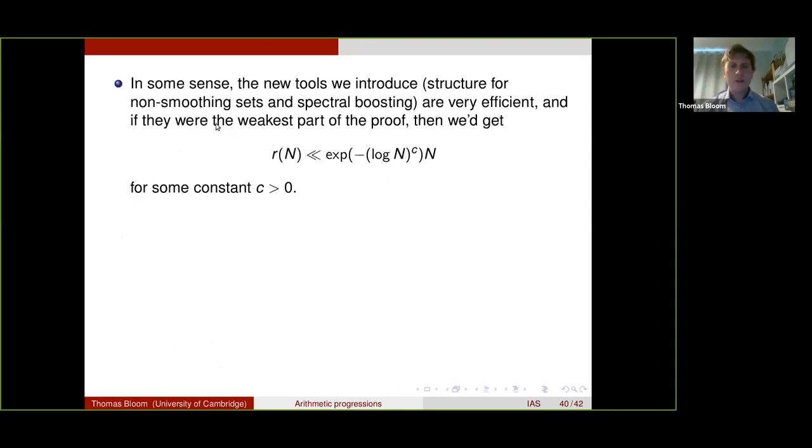I'm just going to conclude by saying that the new tools we introduced, the structure for non-smoothing sets and spectral boosting, are very efficient. They work very well. If that's all we really had to worry about, then we'd get a really good upper bound for R(n), almost comparable to this Behrend lower bound.